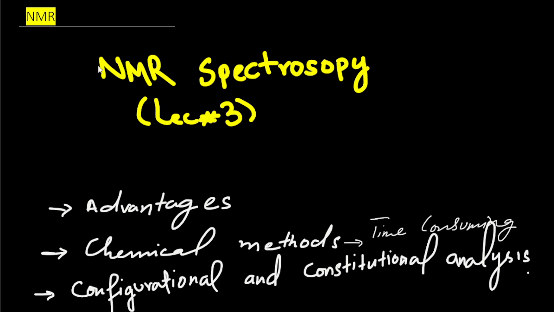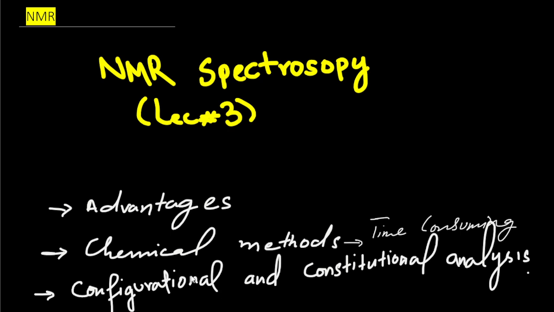This is the third lecture of NMR Spectroscopy, and in this lecture we will study the advantages of NMR Spectroscopy, and then we will study the chemical methods. Those were the conventional methods used before NMR, and what are the disadvantages of these methods? Actually, these were used before NMR to study the structure of a compound, to verify the product, that this is the product of the reaction, or this is something like a byproduct or any other product.